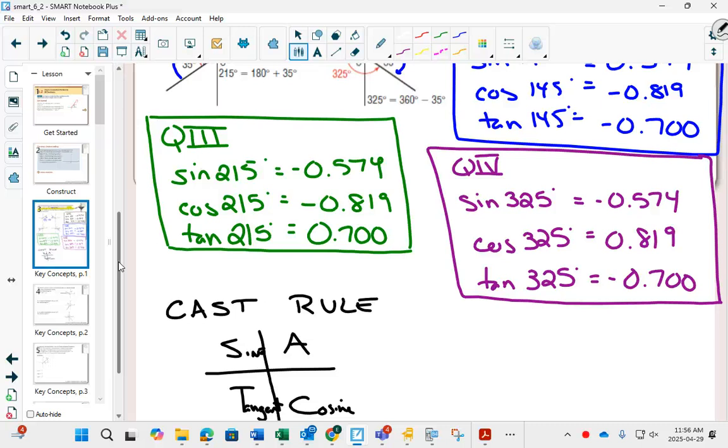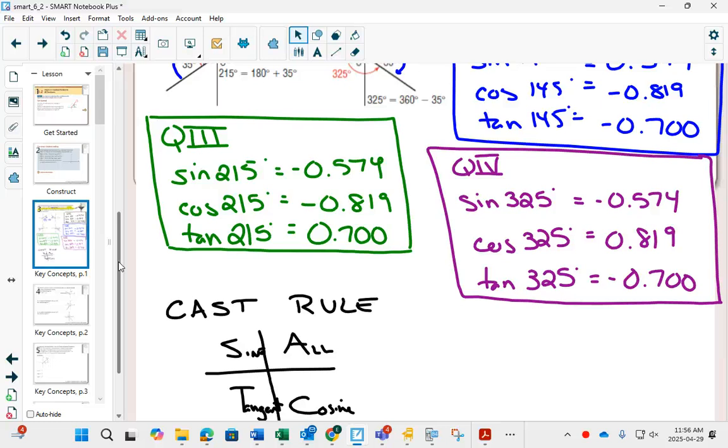And then the A. What do you think the A actually stands for? All. Actually, I was thinking Astica. That makes sense. So the CAST rule is a rule for telling us where things are positive. All of them are positive in quadrant 1. But if you get to quadrant 2 and you had a cosine, you would know it's negative because your CAST rule has an S telling you only sine is positive.